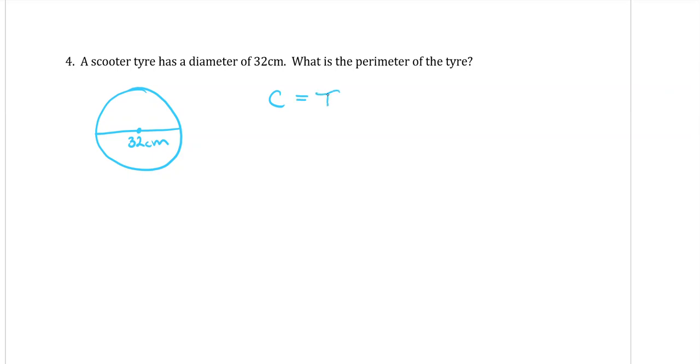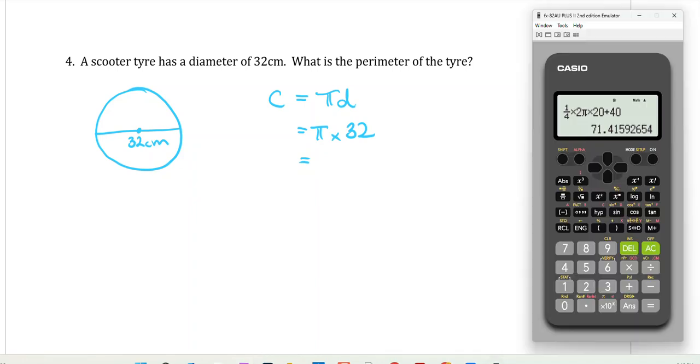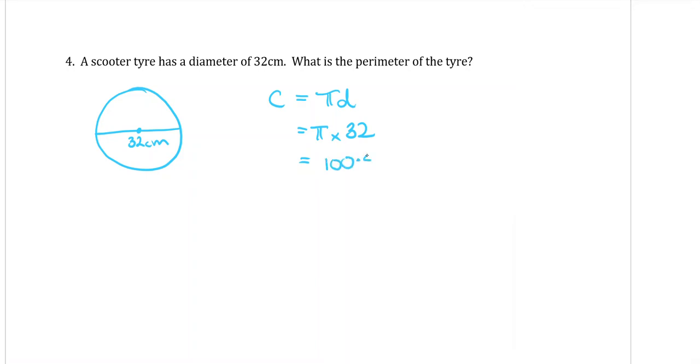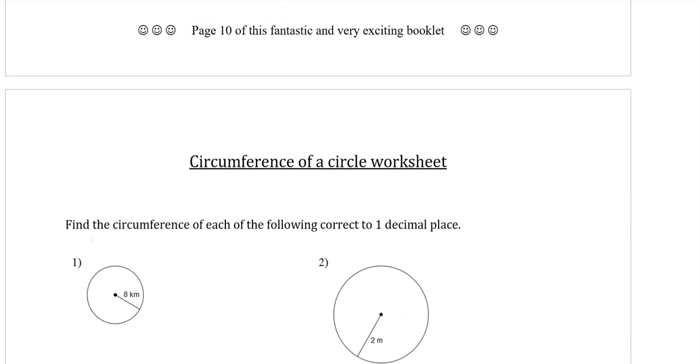Pi d, C equals pi d. If it's a whole circle, we just tend to use C equals. I change it to P when I've got extra sides that I have to add on. But if you use a C or a P, it's not going to be wrong. Subbing in, pi times 32 equals, it doesn't say where to round it. Let's do 1 decimal place. 100.5 centimetres. Okay, that's it. You get to start here.